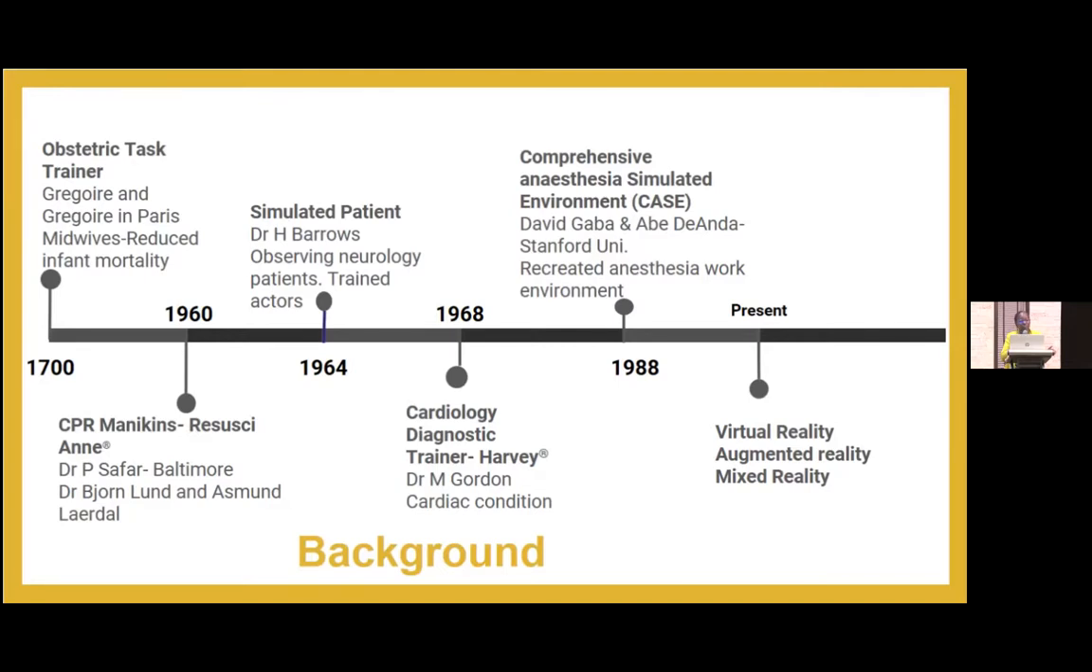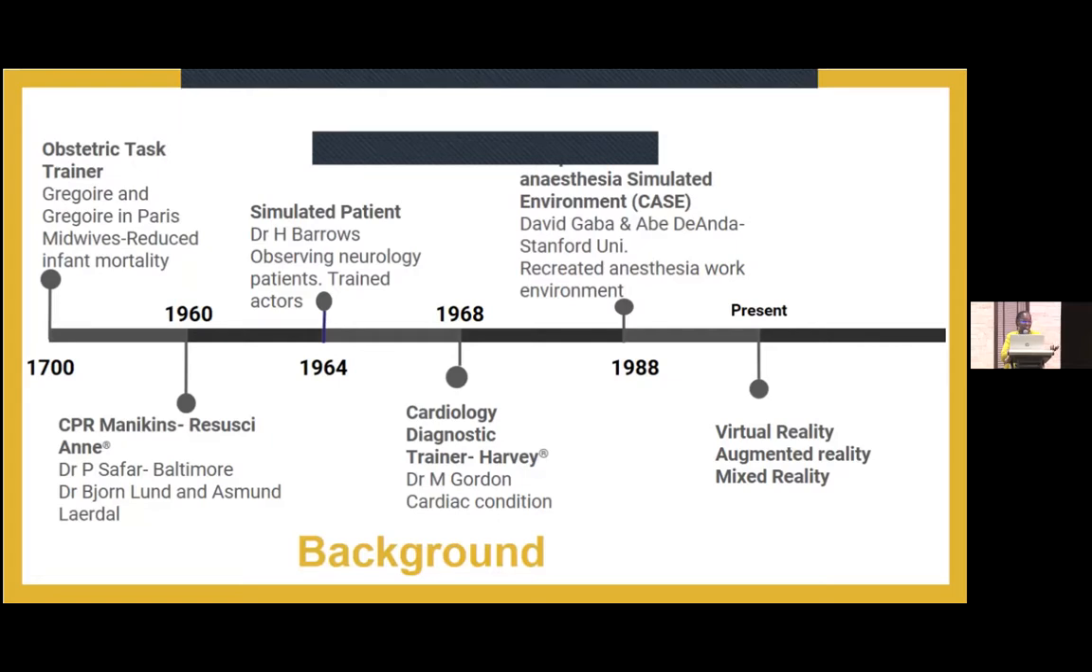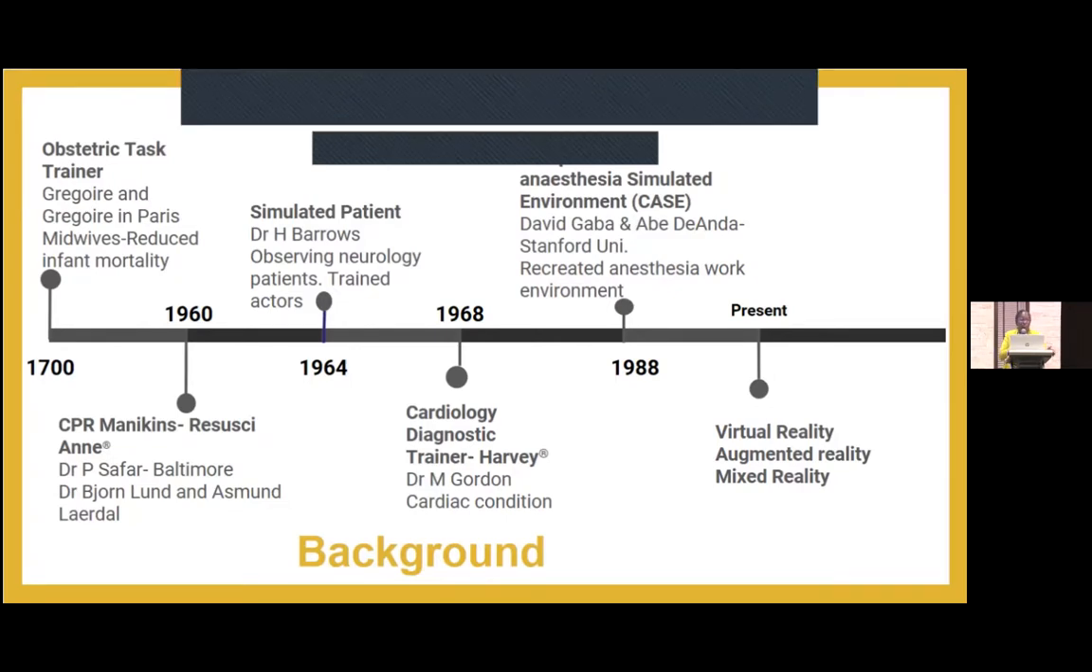There was a neurologist called Dr. Barrows, who, when he was observing neurology patients as they were being clerked by medical students, realized that over time the history would change, and even the symptoms, because a patient got tired of repeating the history and being examined, so you didn't have consistency. So he thought, why can't we train actors to act the role of patients? And in 1964, the simulated patient was born. He would train them with neurological symptoms, and then they would be used for the purposes of medical education and examining medical students.